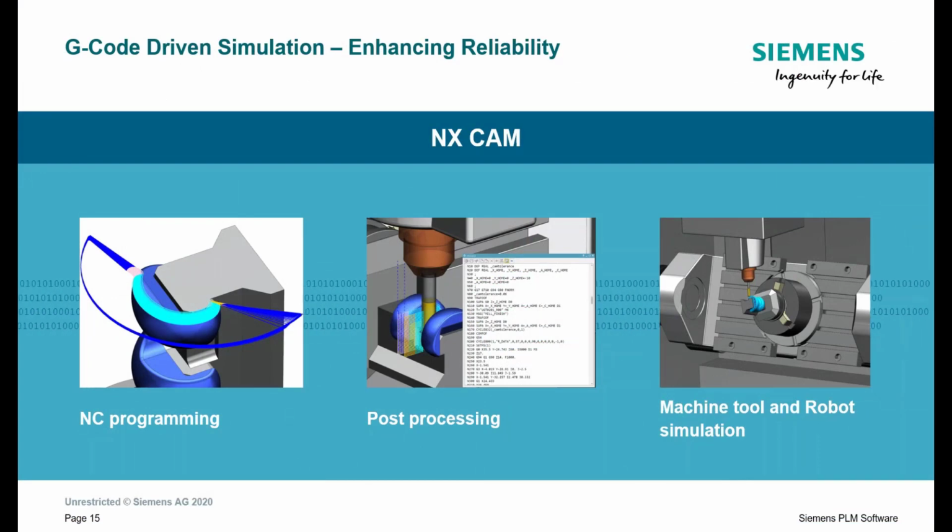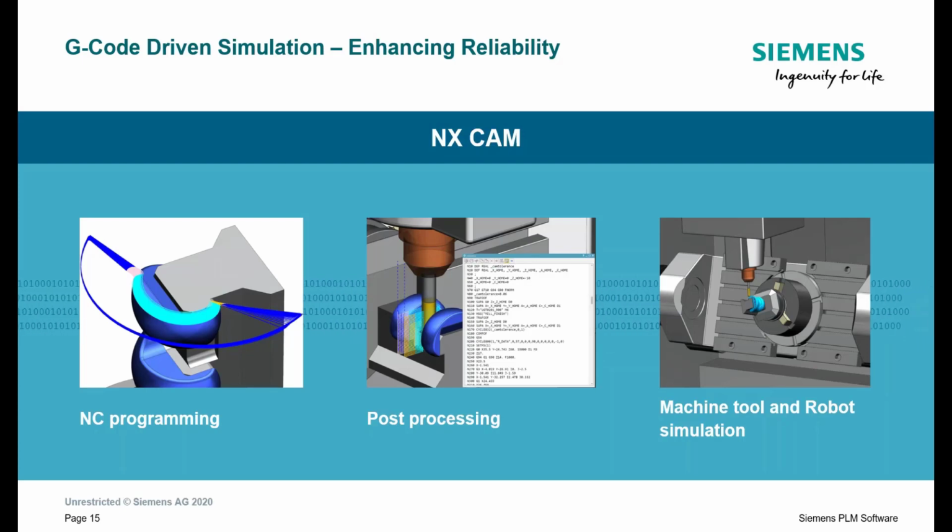G-code driven simulation is a powerful way to optimize your part manufacturing. Many companies use standalone add-on simulation packages in addition to their CAM system. Multiple data transfers and maintaining multiple sets of data can prevent them from being efficient and flexible. With NX CAM, you can simulate the machine tool inside the same environment where you do the NC programming.